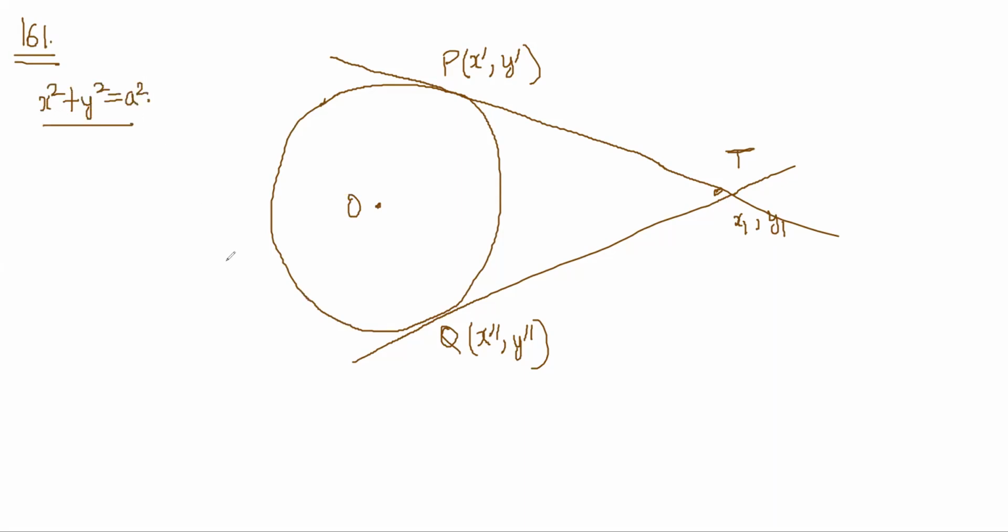Now, what is the meaning of this chord of contact? Chord of contact is basically the line segment joining the points of contact, PQ. This line PQ is called the chord of contact. Why is it called chord of contact? It is obvious, because from T you drew two tangents which had their own points of contact, and you joined the points of contact. That line became your chord of contact.